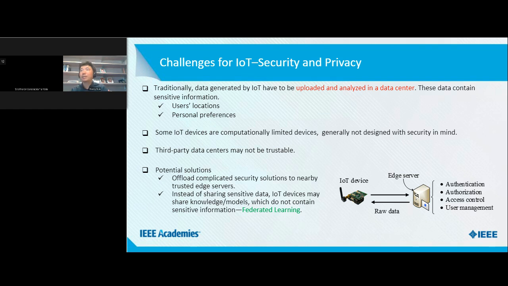The second solution is that if the data are sensitive, then the IoT device will not share them with the third-party data centers through the data network. Instead, the IoT device will share the high-level knowledge or the high-level models, which do not contain sensitive information. This type of privacy-preserving learning process is called federated learning.